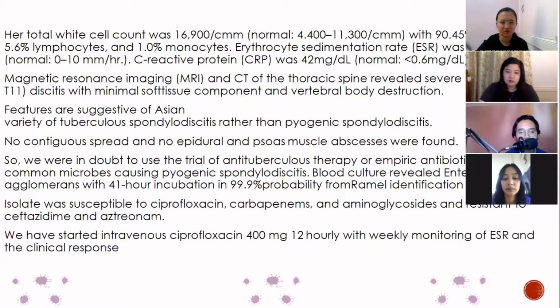The isolate was susceptible to ciprofloxacin, carbapenems, and aminoglycosides, and resistant to ceftazidime and aztreonam. We started intravenous ciprofloxacin 400 milligrams every 12 hours with weekly monitoring of the ESR. So for a more condensed report, it will be given by Mrs.